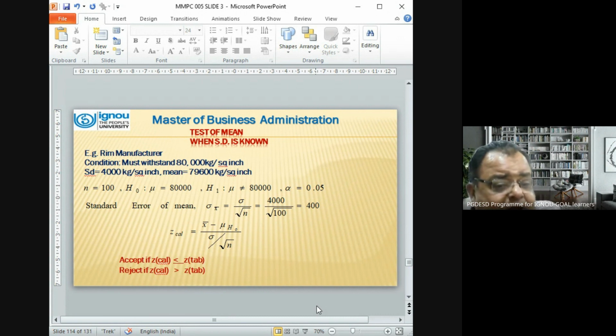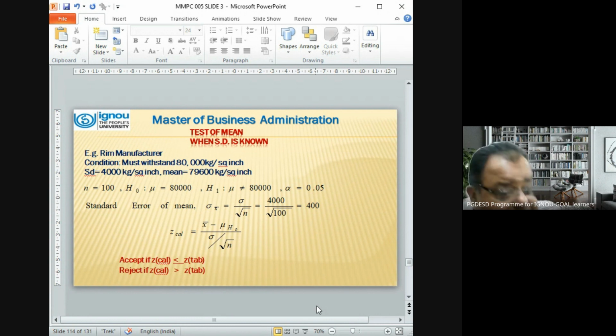Now the standard error of the mean is sigma upon under root n. This comes out to be 400. And Z calculated will be calculated. Now you have to come to a conclusion. To come to a conclusion, you have to see the calculated value and the tabular value. Tabular value will be given to you in the problem.